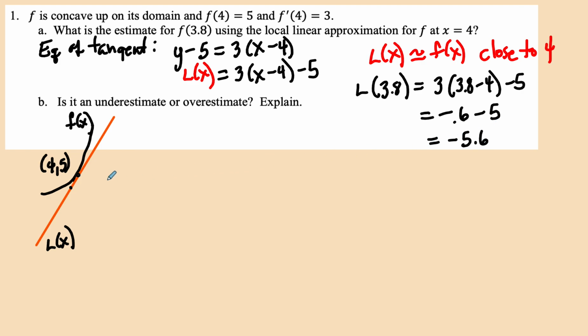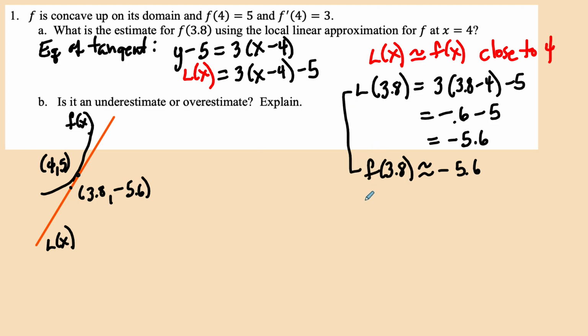So this y value right here at 3.8, the y value on the line is negative 5.6, and that is going to be a very good approximation for f of 3.8, which will be approximately negative 5.6. These two values right here are very close to each other.